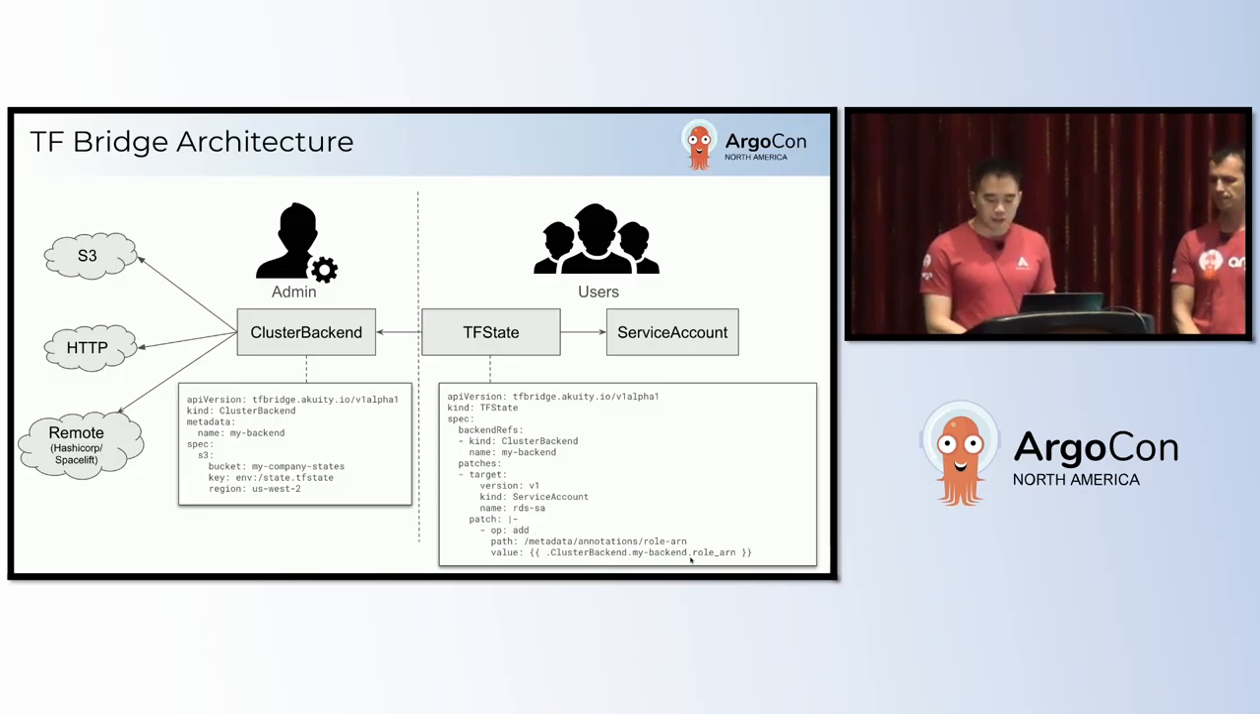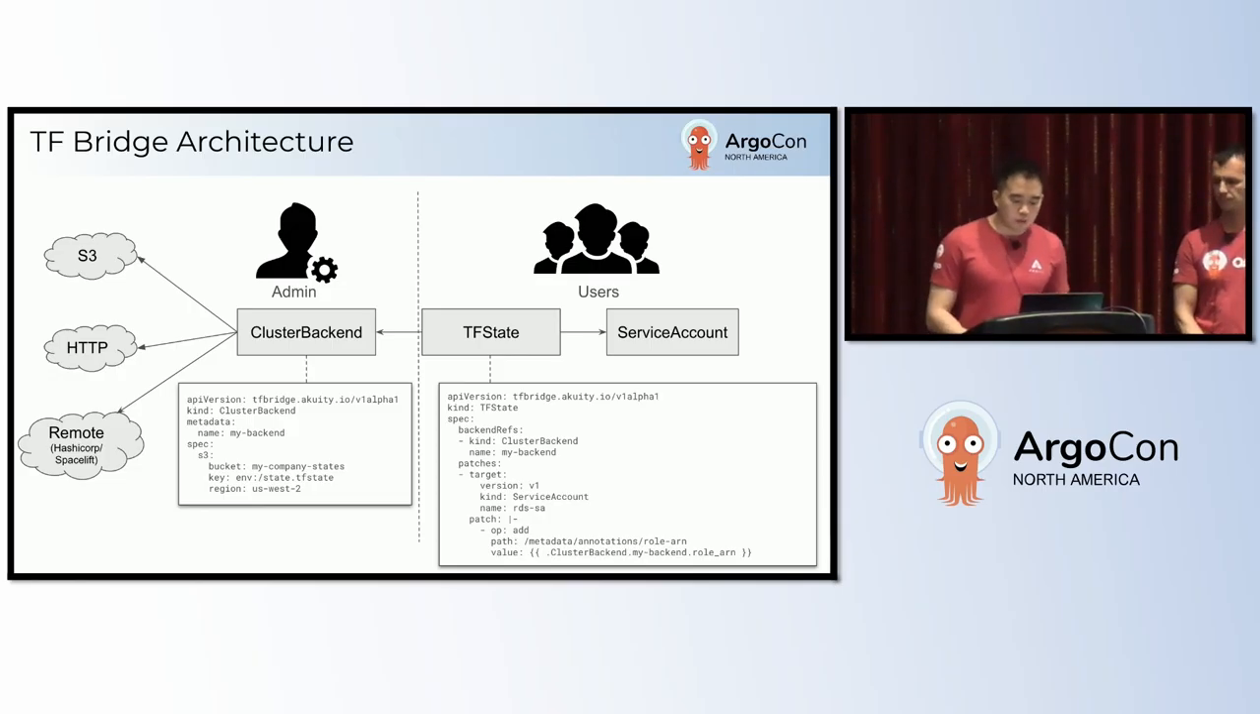We are trying to use the role ARN, which is an existing output in your Terraform state. And then we're going to add that role ARN to the annotation of the service account. Here, if you're familiar with Go templating, we're also supporting all the other functions that come with the Go libraries. You're going to see them later in the demo. And here we only have a JSON patch, but it also supports a merge patch.